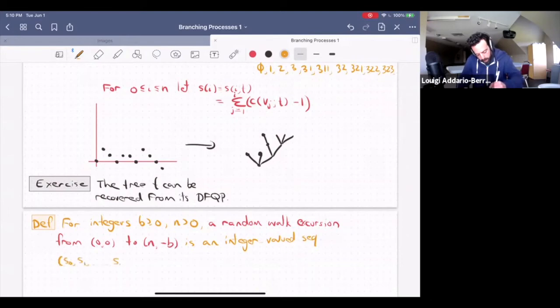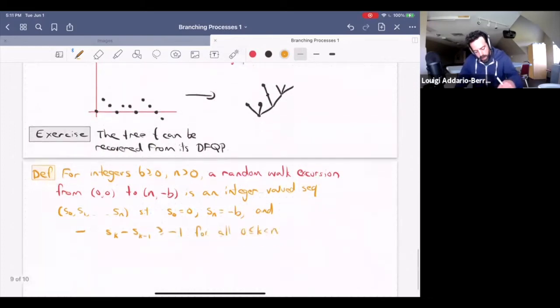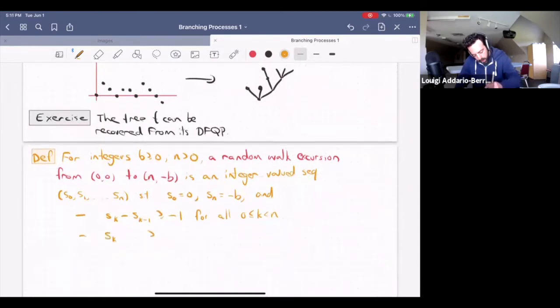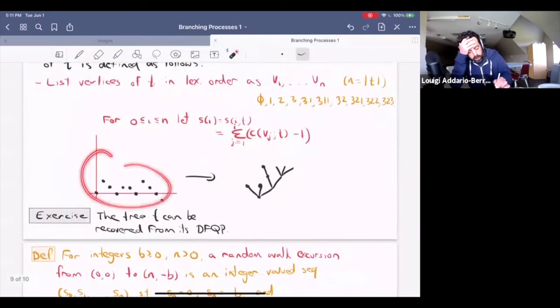S0, S1 up to Sn, such that it starts at zero and ends at minus b. It has the properties that it never makes downward steps of size bigger than minus one, and also that it stays strictly greater than minus b until the end. Okay. So this walk here is indeed a random walk excursion.